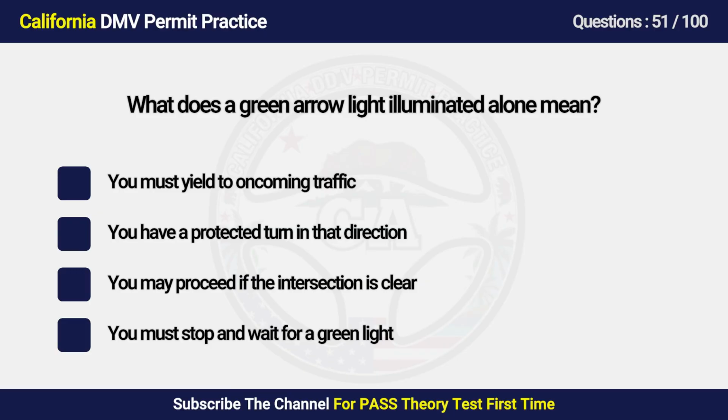A. You must yield to oncoming traffic. B. You have a protected turn in that direction. C. You may proceed if the intersection is clear. D. You must stop and wait for a green light.